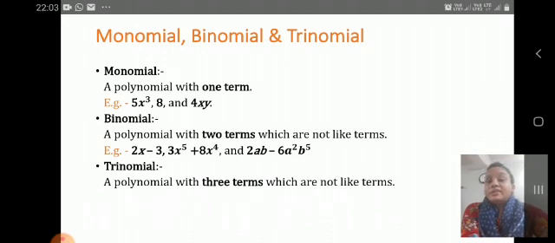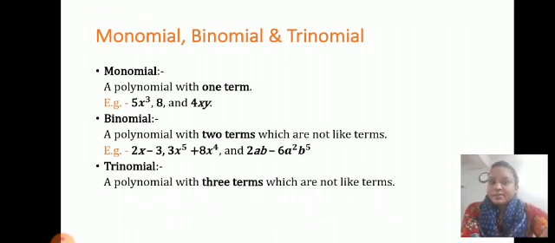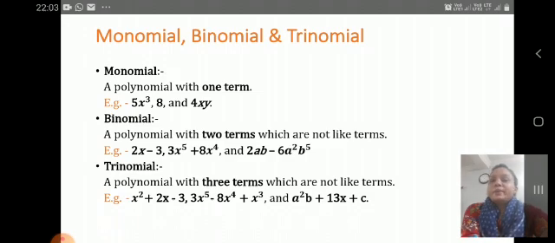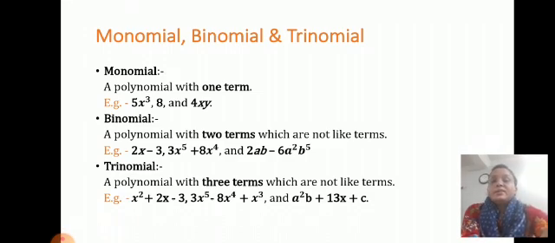Trinomial, a polynomial with 3 terms which are not like terms. For example, x square plus 2x minus 3, 3x to the power 5 minus 8x to the power 4 plus x cube, a square b plus 3x plus c. These all 3 polynomials are examples of the trinomial, and all 3 terms of the given polynomials are different in order. So we consider them a trinomial. The terms should not be like terms, they should be unlike terms, then it is possible.